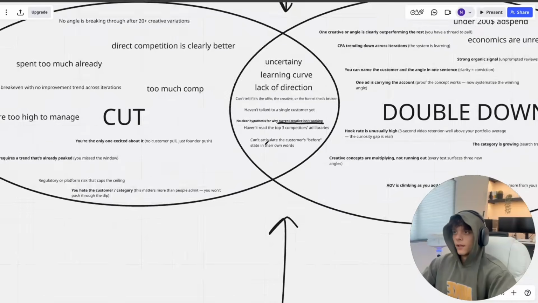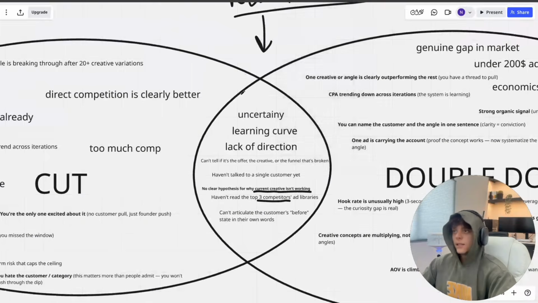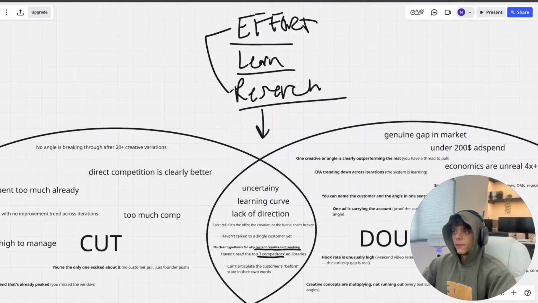More effort. You haven't read the top three competitors' ad library, so these can be similar stores or something like that. Clearly, you're not putting in enough effort and research.